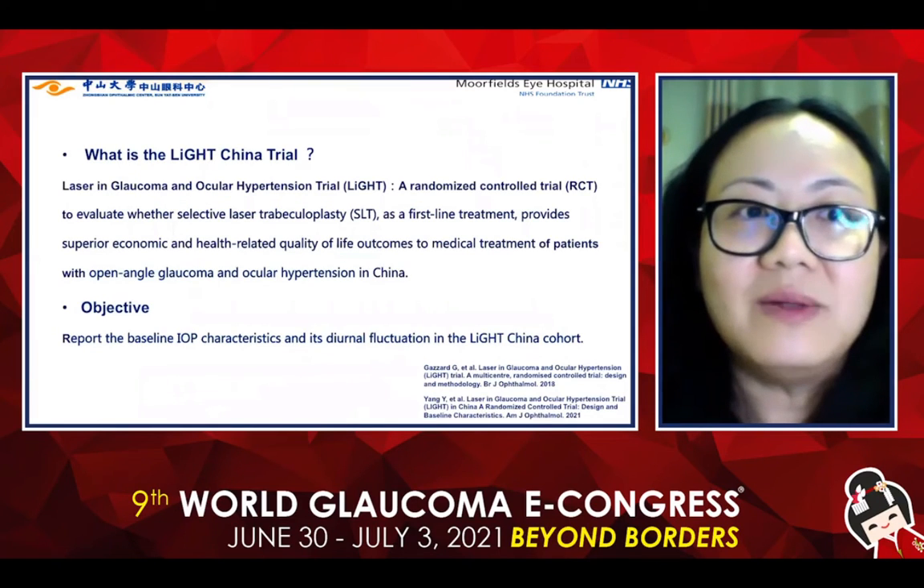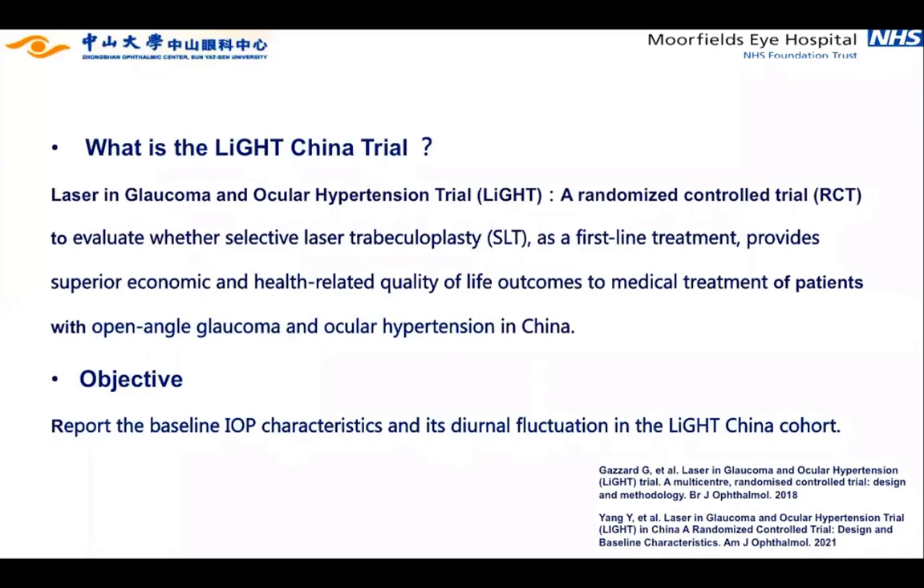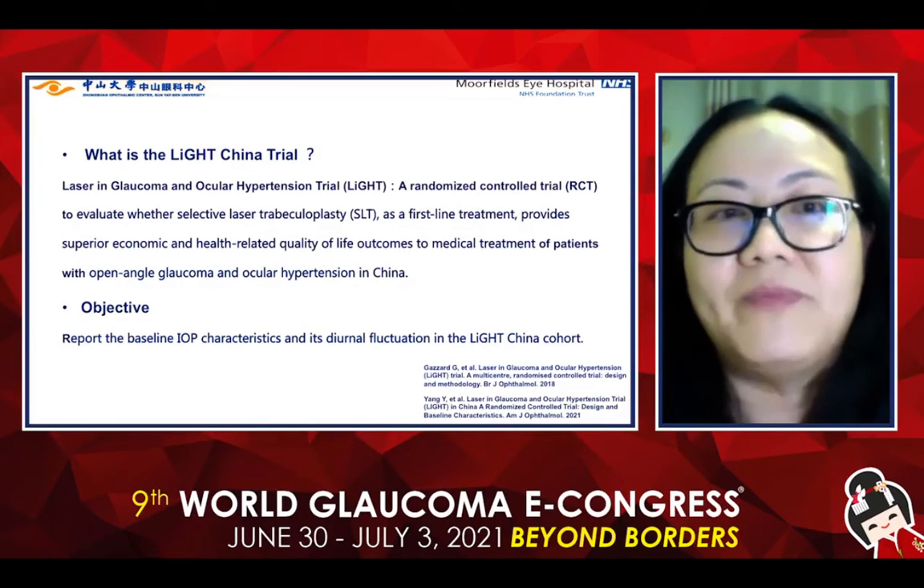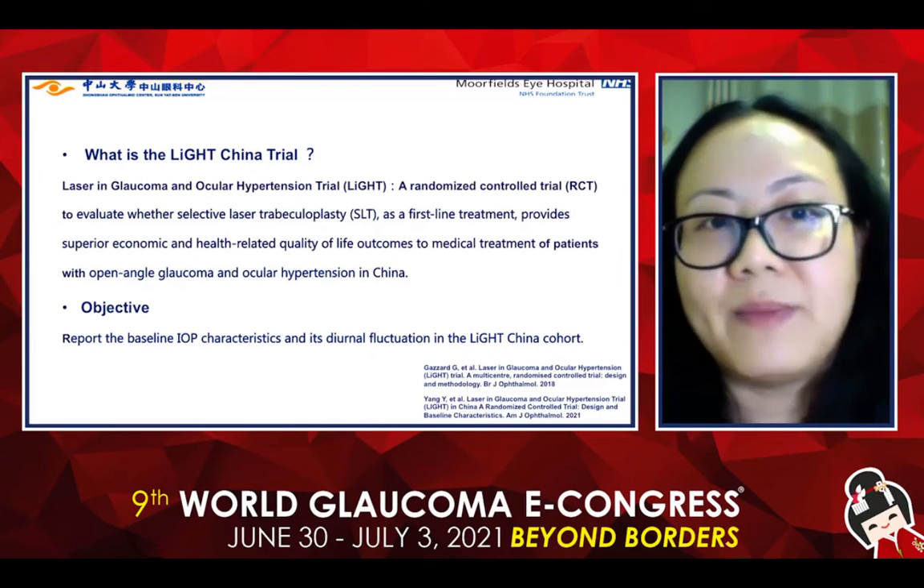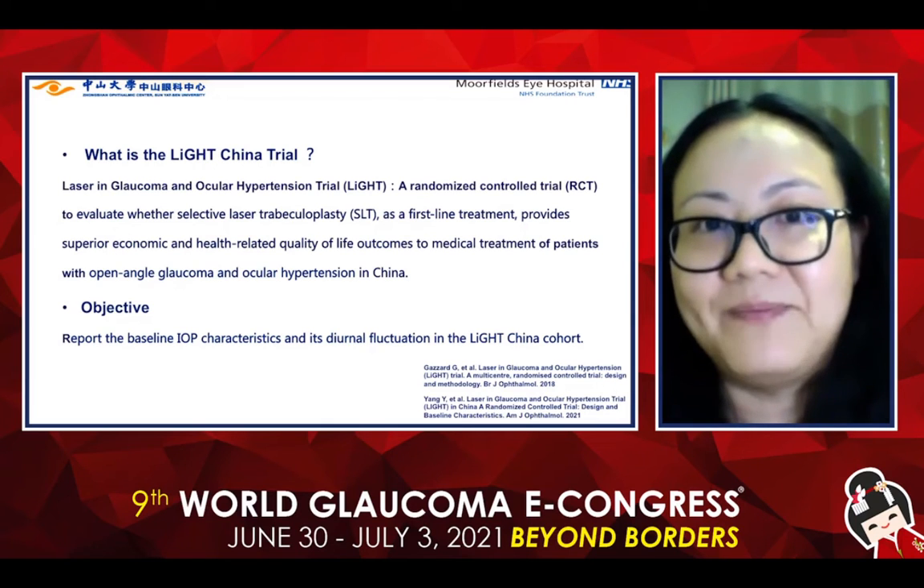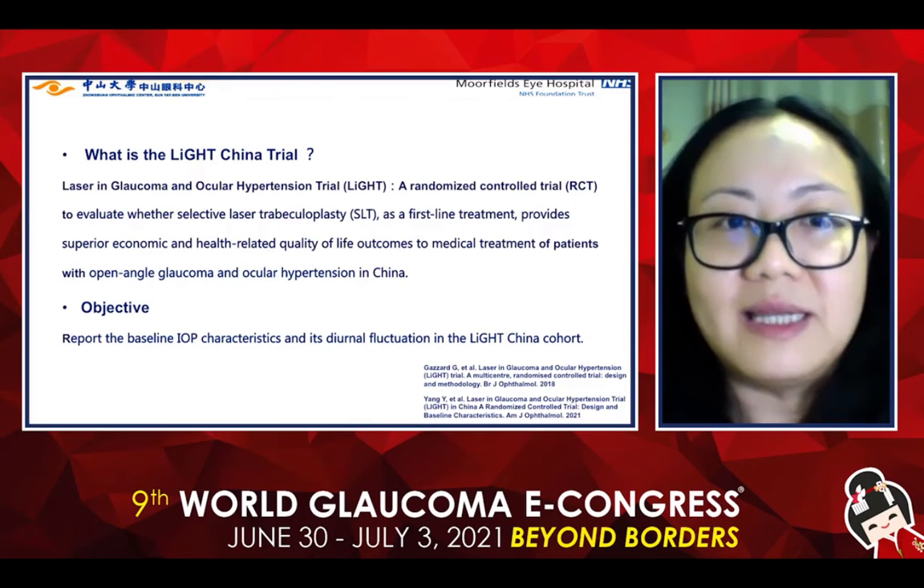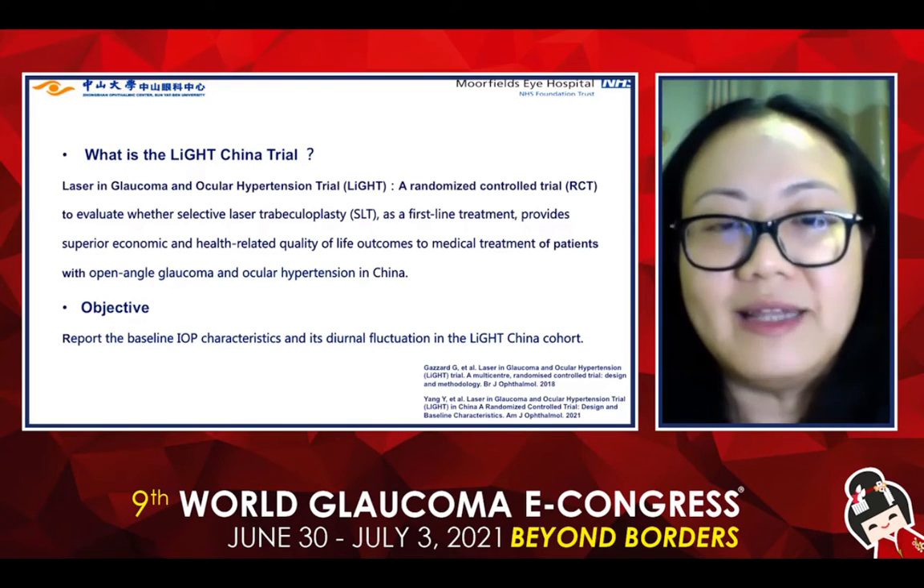The LiGHT China trial is the Laser in Glaucoma and Ocular Hypertension trial. It's an RCT to evaluate whether selective laser trabeculoplasty as a first-line treatment provides superior economic and health-related quality of life outcomes to medical treatment of patients with open-angle glaucoma and ocular hypertension in China. Today, I'm going to focus on the baseline IOP characteristics and its diurnal fluctuation in the LiGHT China cohort.